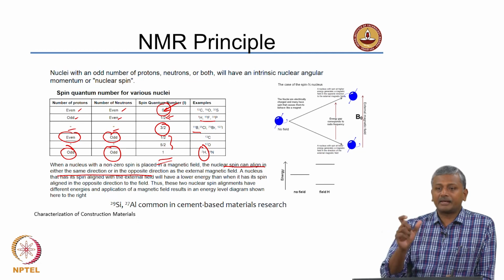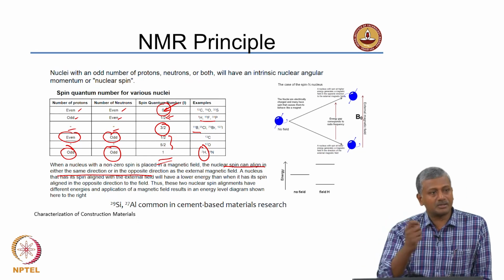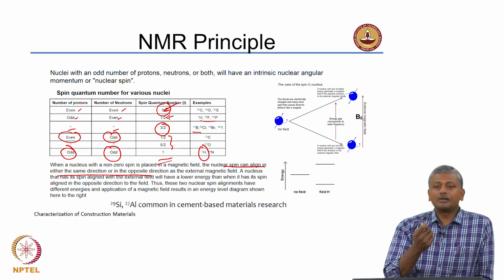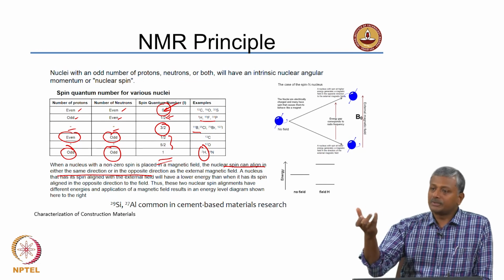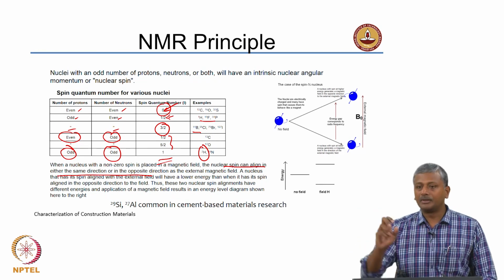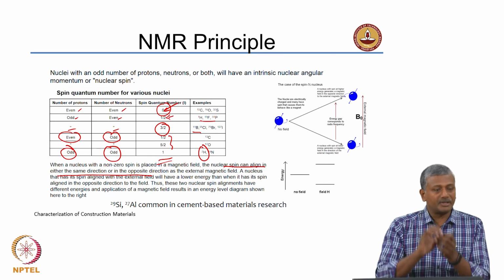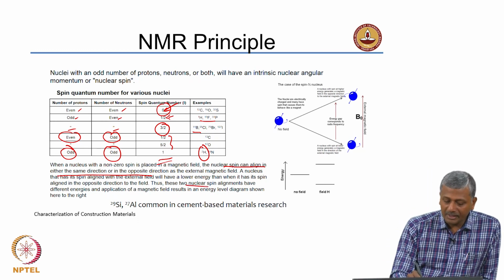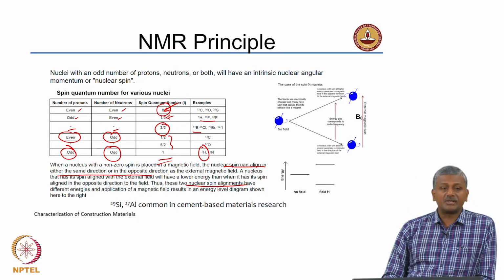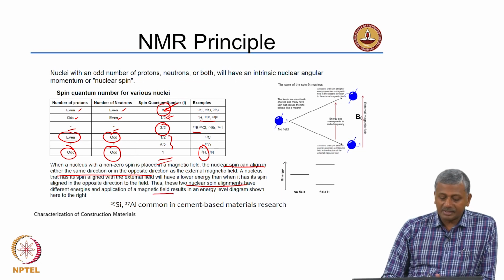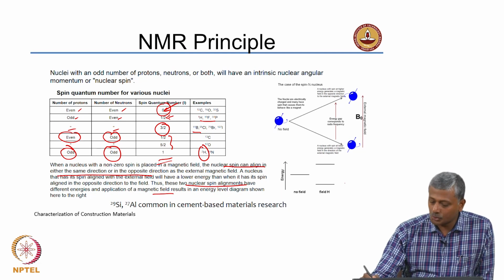So when you are applying the magnetic field and the nucleus gets a spin in the same direction, it is present at a lower energy level as opposed to the other case, where the nucleus spin is opposite to the external magnetic field. So these two alignments have different energies. An application of magnetic field results in an energy level diagram, which is shown in this case.